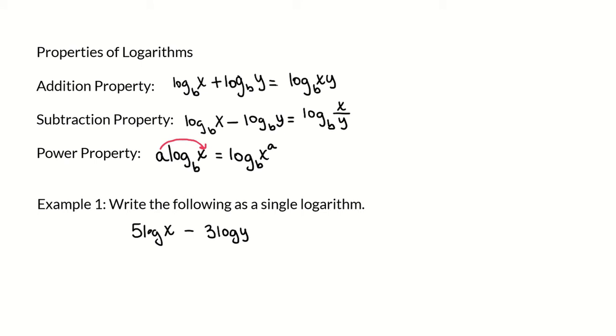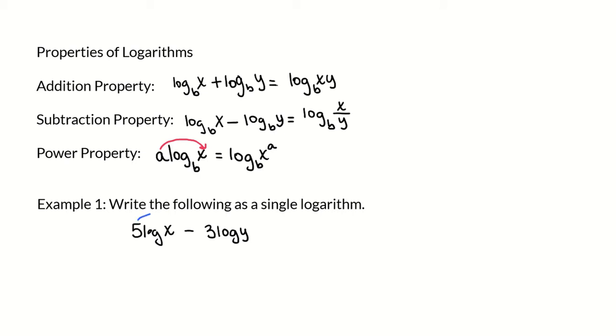Example 1, write the following as a single logarithm. 5 log x minus 3 log y. Now the base of both of these logarithms is 10, so we can use the properties to combine them. But we'll always use the power property first when we're combining logarithms.